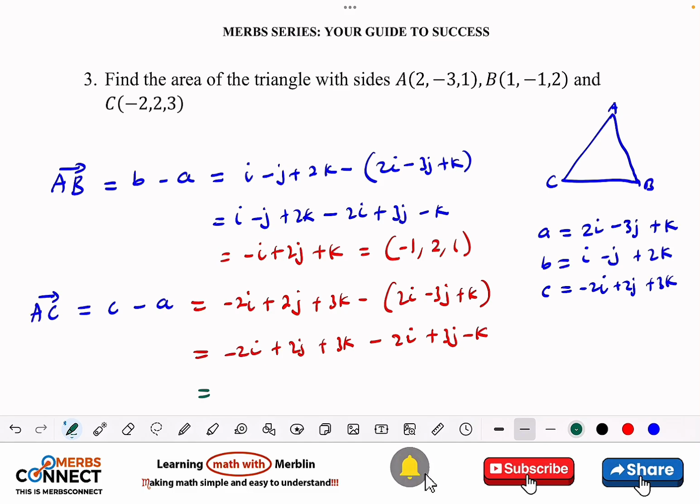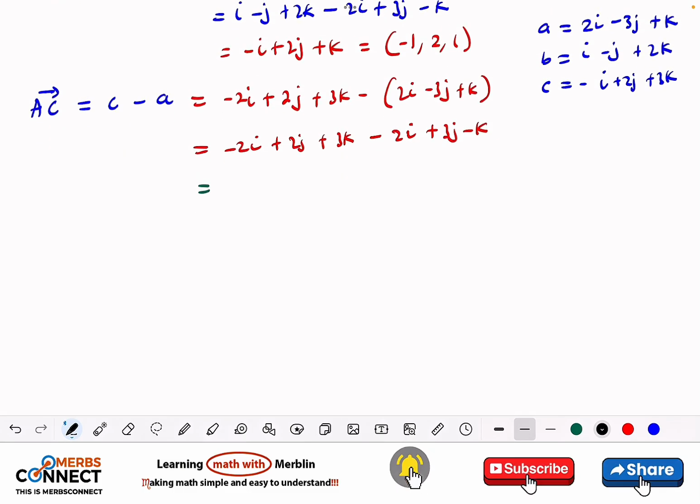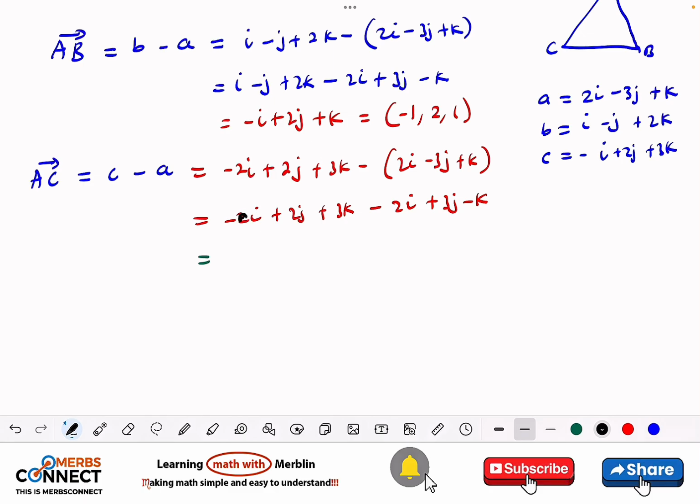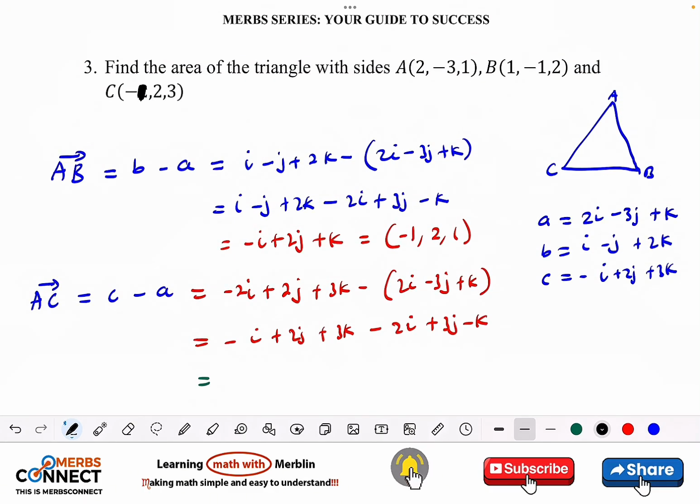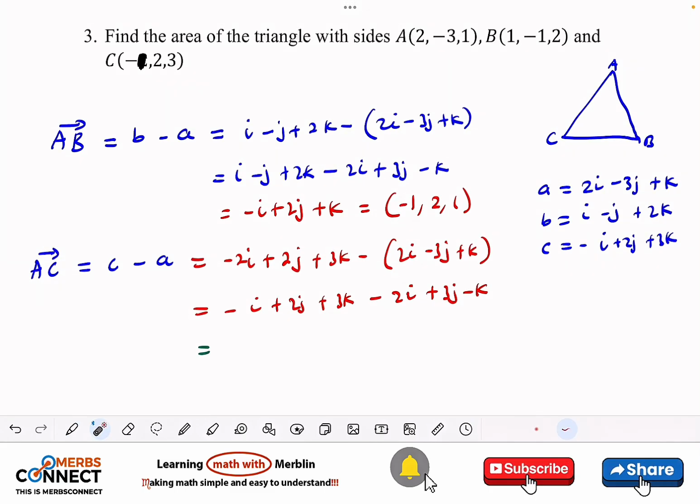Oops, I think there's a point coordinate error. My coordinate here should be 1. So let's make this one 1, so that this one will be just I. Good. Is there anything that we need to change again? No. So this one should be the 1, so negative 1 here, and then this one will be that.